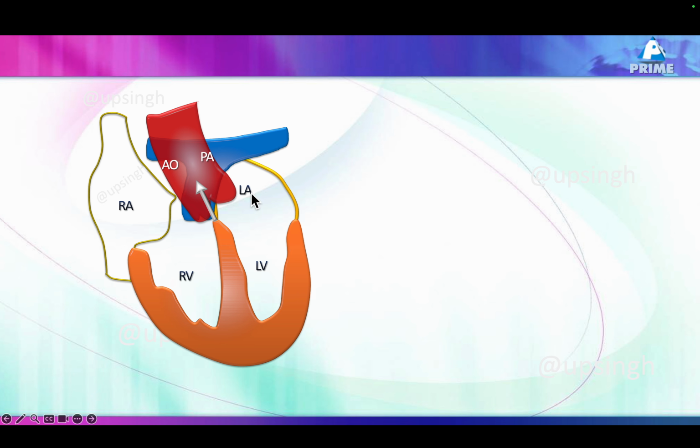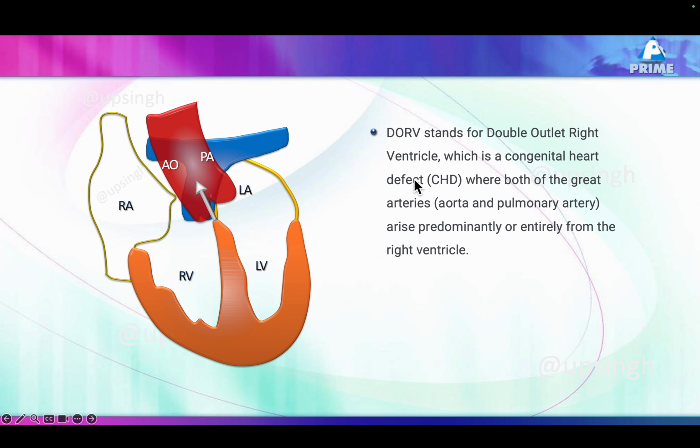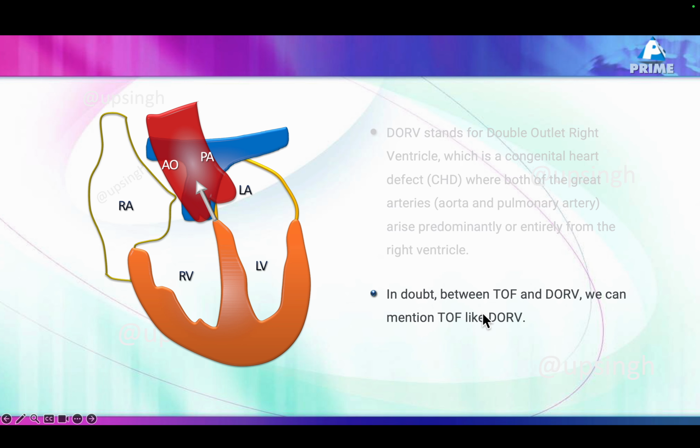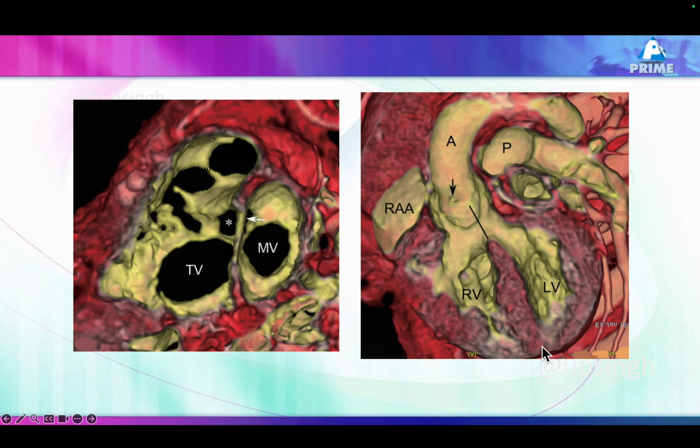If override is less than 50%, it is override of aorta. It could be tetralogy of Fallot. So that's how DORV is defined. One great artery, let's say the pulmonary artery, is coming from the right ventricle, and the second artery, which is the aorta, is either wholly or predominantly coming from the right ventricle. This becomes a double outlet right ventricle. In case of doubt, where you're not sure about 50% of aortic override, whether it's 50, 40 or 60, then it's safe to mention it is a tetralogy-like DORV.